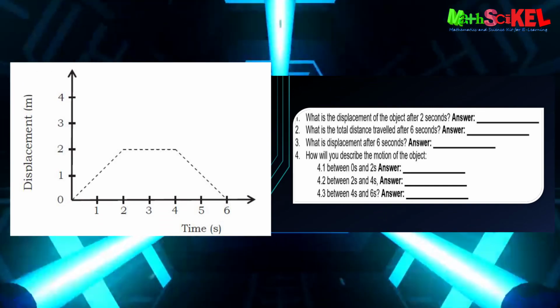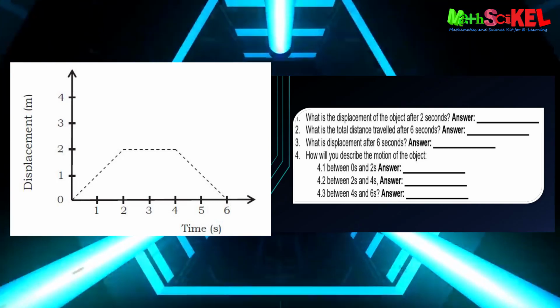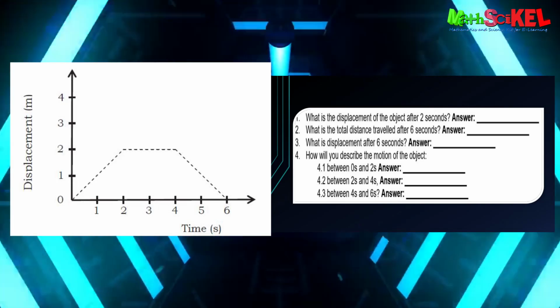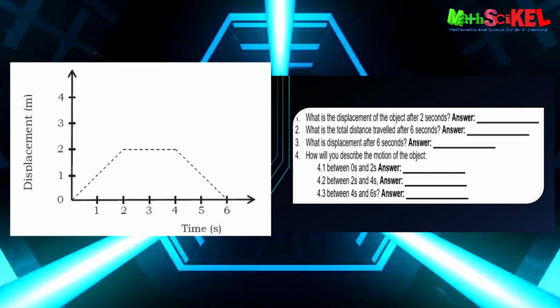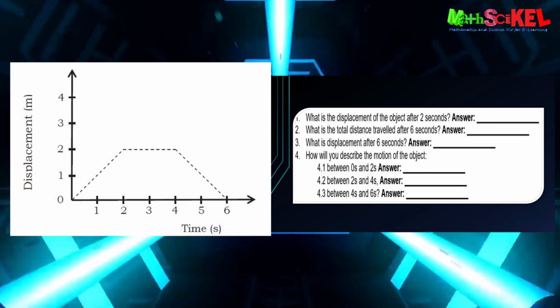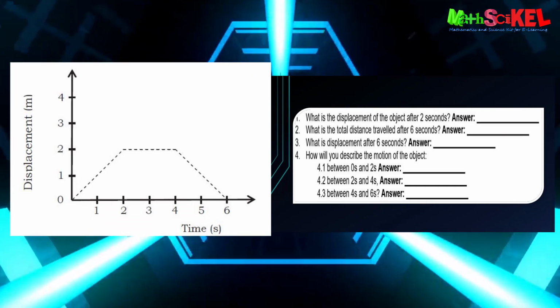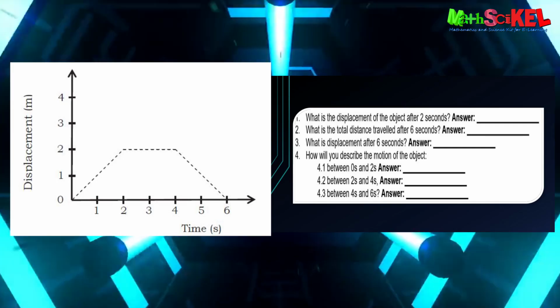2. What is the total distance traveled after 6 seconds? 3. What is the displacement after 6 seconds? 4. How will you describe the motion of the object? First, between 0 seconds and 2 seconds. Second, between 2 seconds and 4 seconds. And third, between 4 seconds and 6 seconds.